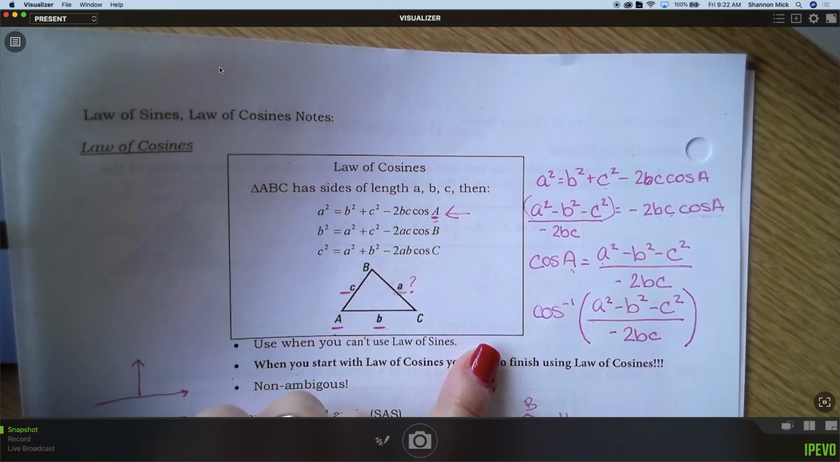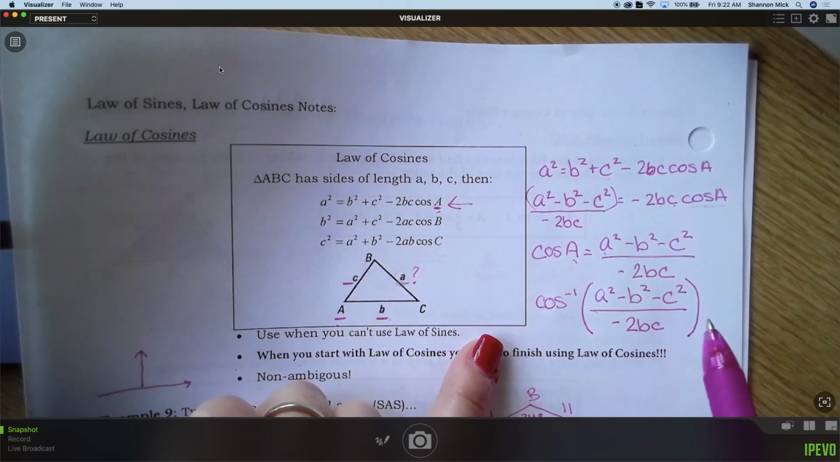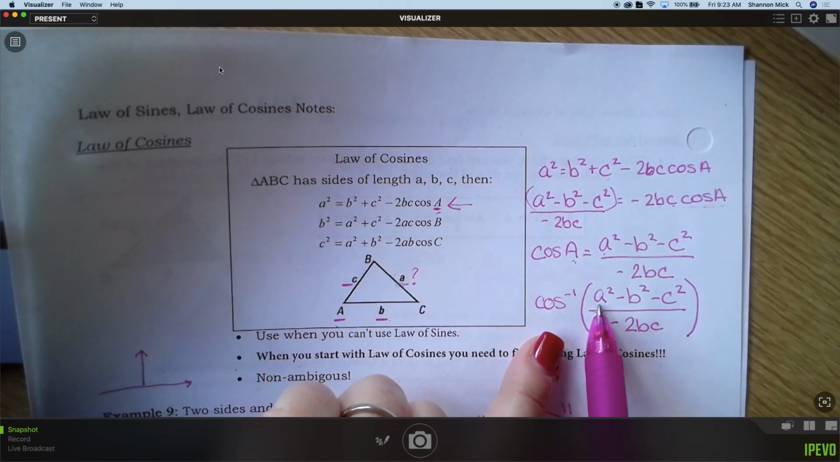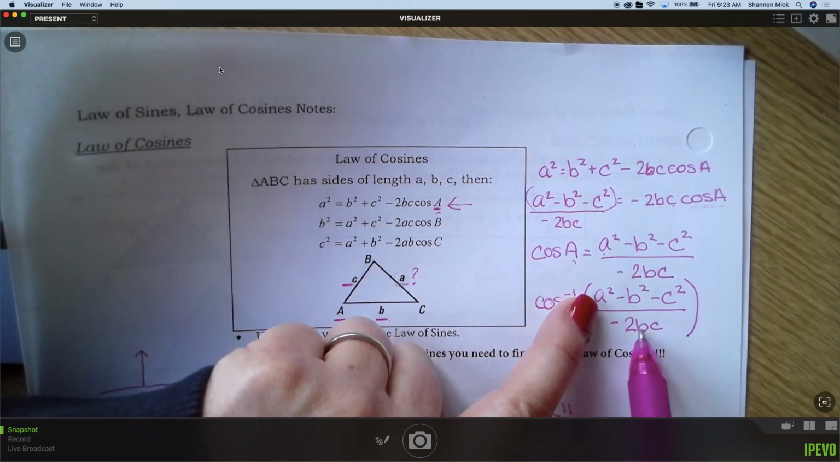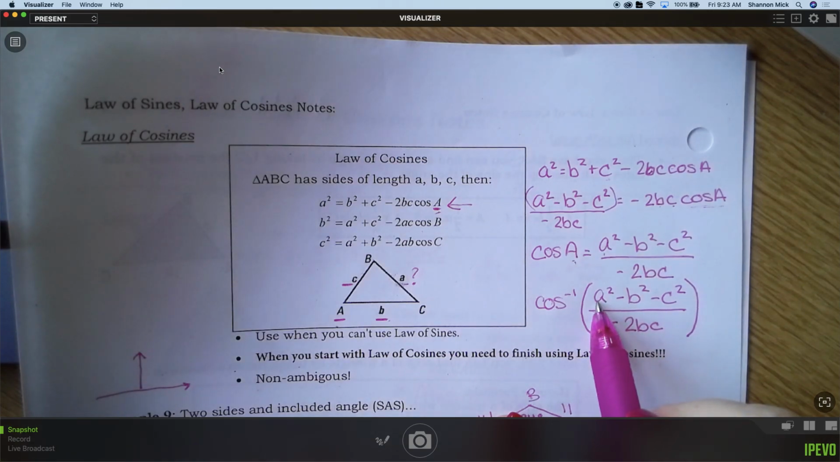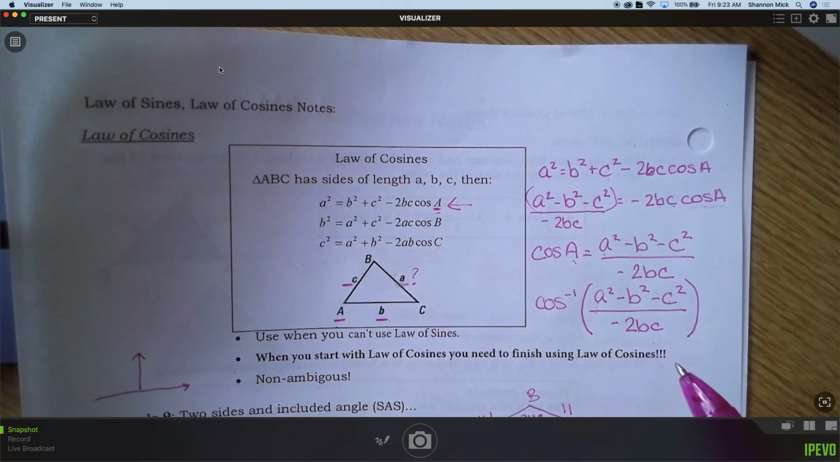Yeah, you can use it on all of them because the angle I want, the side only shows up where? The very first one, right? Yeah. So if I wanted angle B, this A would be a what? B, and these B's would be what? A's. Okay. If I wanted angle C, this would be a C, and these C's would be what? A. So there's not three formulas, is there?